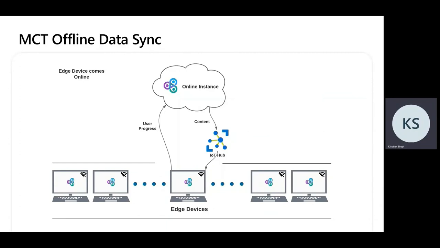And now let's talk about another critical aspect of our offline solution. In offline, we allow syncing content and user progress data between the cloud and the offline devices. First, we'll see how we sync user progress data from edge devices to online instances. On our edge devices, a periodic snapshot of the user progress data is taken, and this data is then stored in the local blob store. Once the edge device connects to the internet, the data from the blob store is moved to the online instance, where it is stored in the blob store, and then ETL'd into the SQL database for the online instance. This ensures that all the progress from the edge devices is present in the online instance as well.